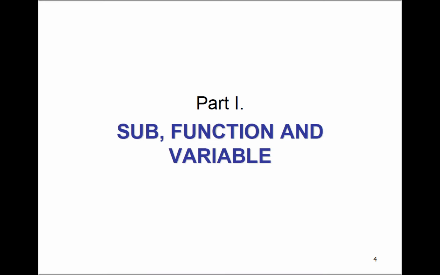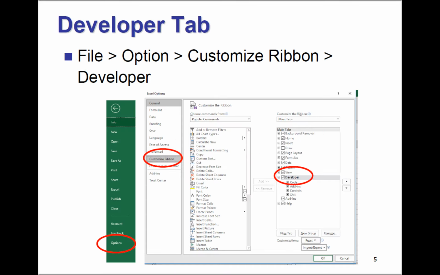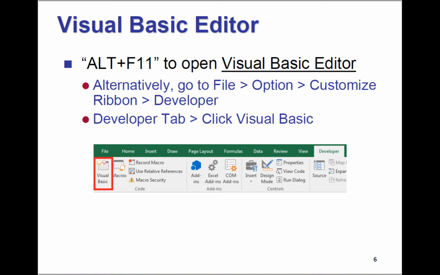So let's get started with the VBA. In order to do VBA, we first have to access the editing environment. It's called the VB, Visual Basic Editor. How to do it? Go to File, Options, Customize Ribbon, and you should have a Developer ribbon. Once you have that in the ribbon, you click Visual Basic, or alternatively, press Alt F11 to open it.